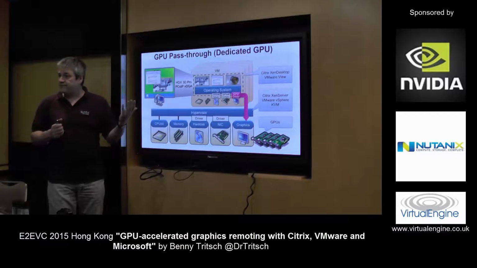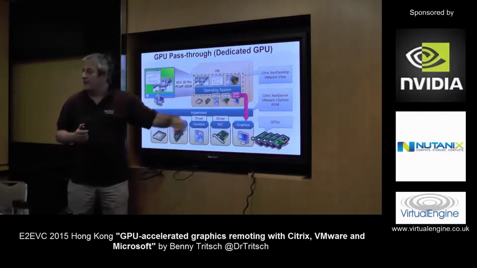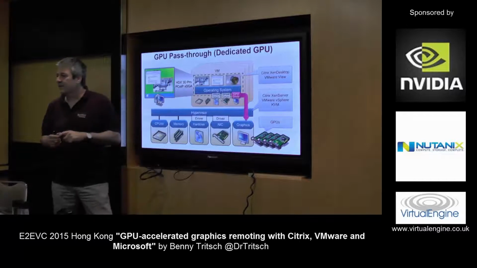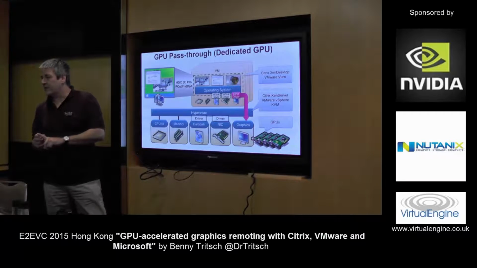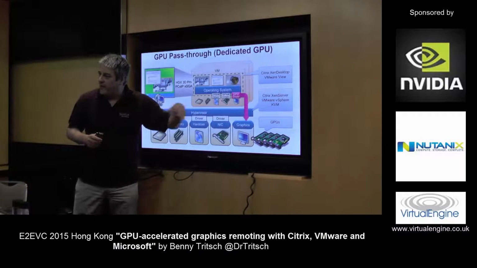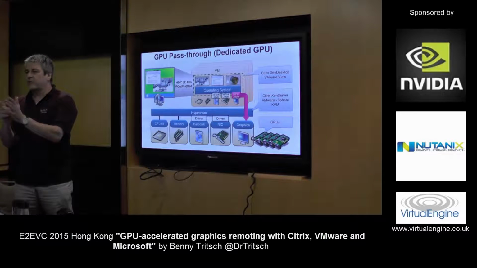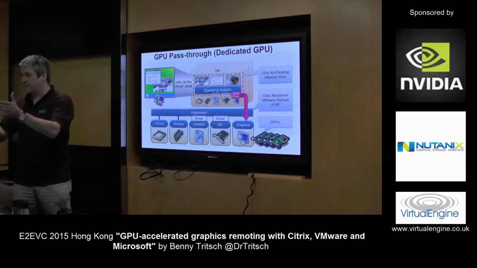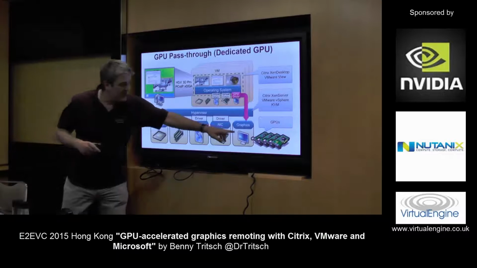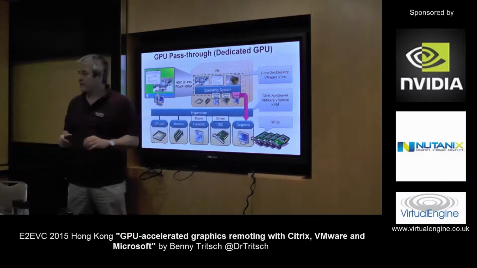GPU pass-through, Jack mentioned that. So what you do there, you punch holes in the hypervisor and allow the native driver of the graphics card in the VM to talk to the hardware. Basically what you do is you allow the graphics driver in the VM to talk to the memory space that is reserved for the PCI device, which is the GPU. So you open that memory space.